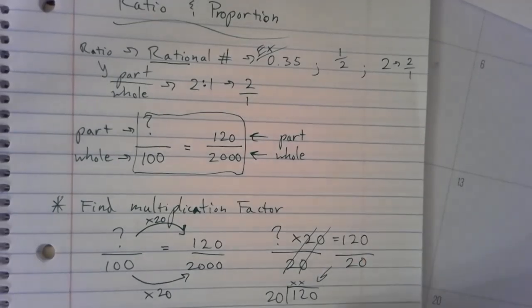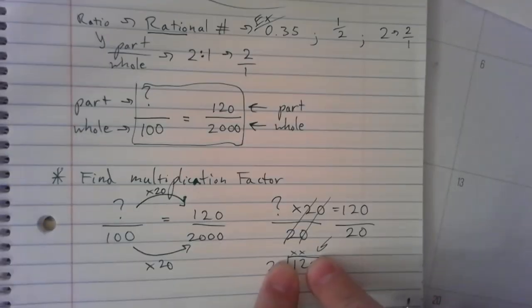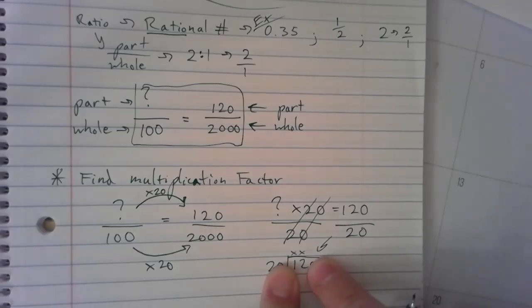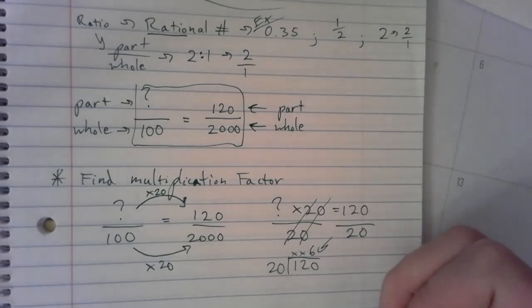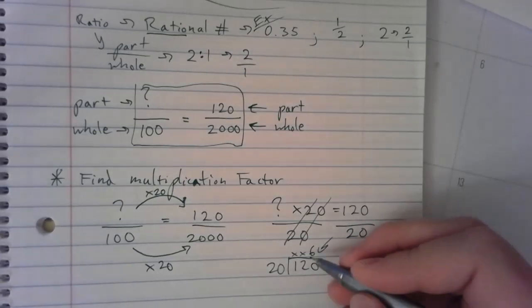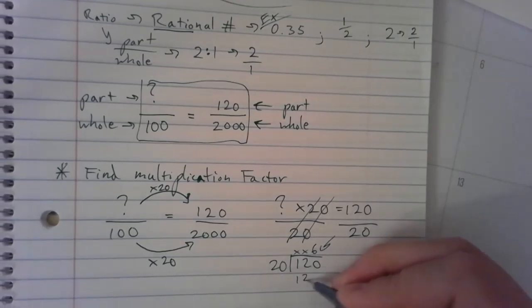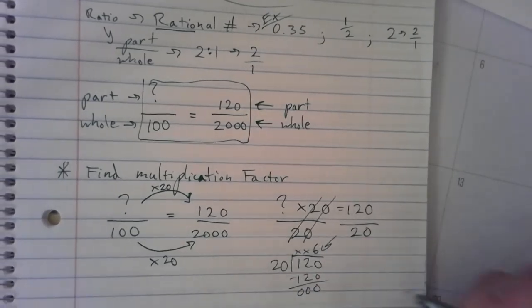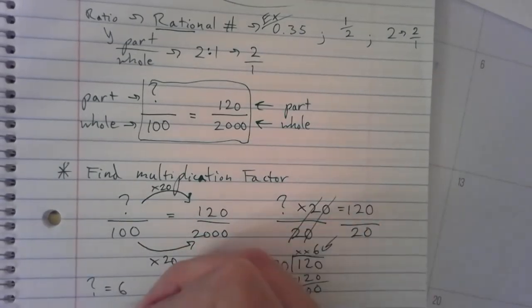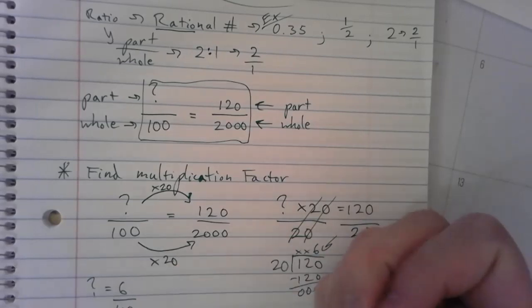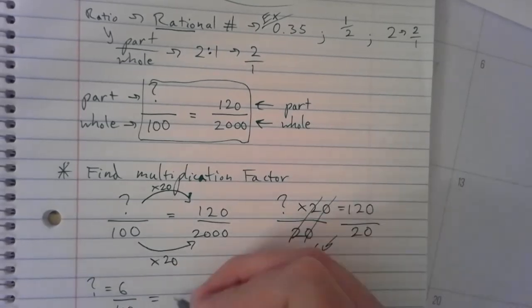I can also do it quickly by covering up the zeros. How many times does 2 go into 12? It goes into it 6 times. Right? 6 times 20 is 120. Use your zeros, they're your friends. So what that's actually saying is the question mark is equal to 6, which would be 6 over 100 is equal to 120 over 2,000.